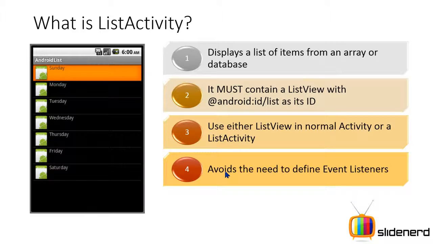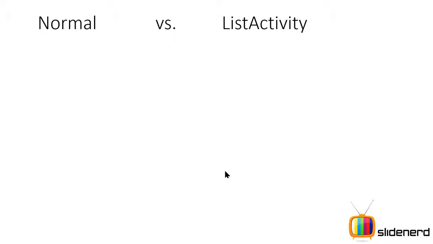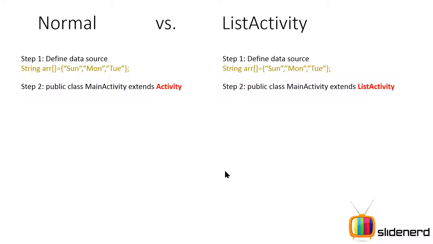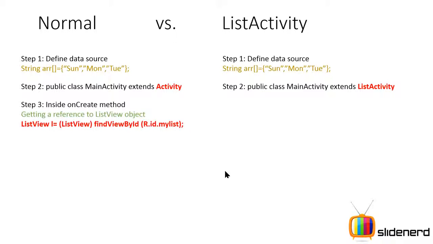So let's see exactly what is the difference between a normal activity and a list activity. Here you have normal on the left and list activity on the right. Let's see the steps. Step 1, define the data source. It is the same step in both places. Step 2, here you implement the normal activity, and on the right side you implement the list activity. Step 3, inside your onCreate method, imagine how you would find the list view. Usually you would say findViewById. From the XML you will link it, right?